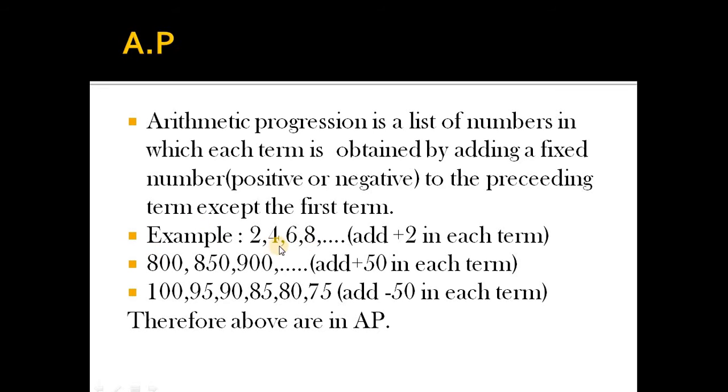For example, 2, 4, 6, 8. Here we can see for each following number, we add 2 to the preceding one and we get the next. Like 2 plus 2 is 4, 4 plus 2 is 6, 6 plus 2 is 8, 8 plus 2 is 10, and so on. In the second example, 800, 850, 900. Here we can see plus 50 in each term. In the next, it is 100, 95, 90, 85, 80, 75.